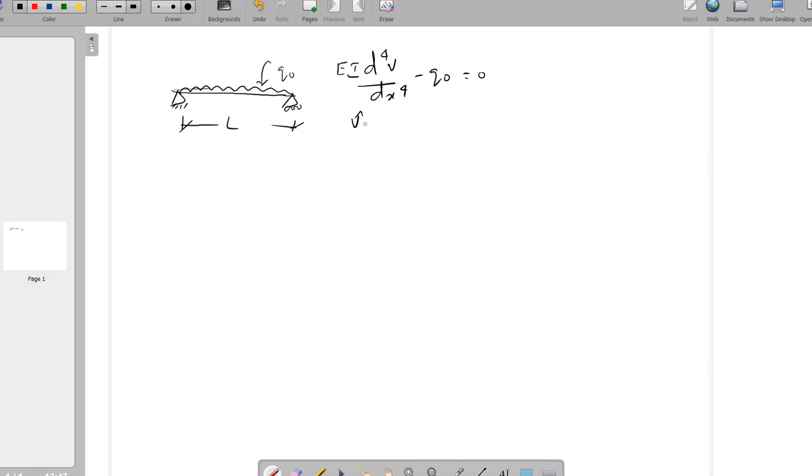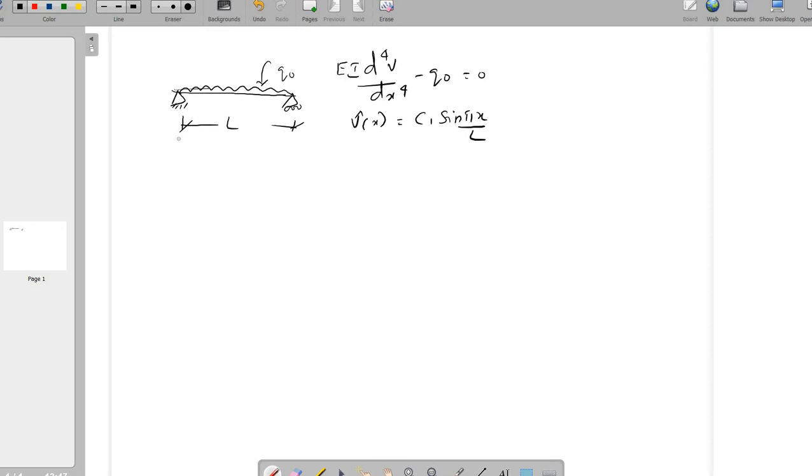So we are assuming one function for the displacement, vertical displacement, that is C1 sine pi x by L. From this expression, we are differentiating four times and substituting into the governing equation. So that is the residual equation. We are making the residual equation by substituting the displacement function into the governing equation.